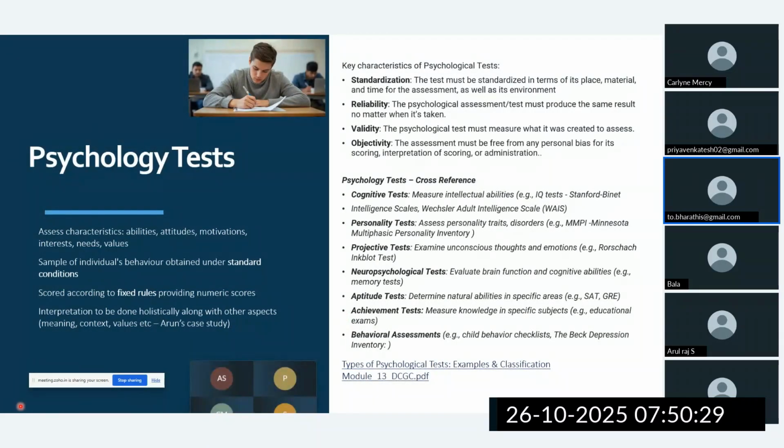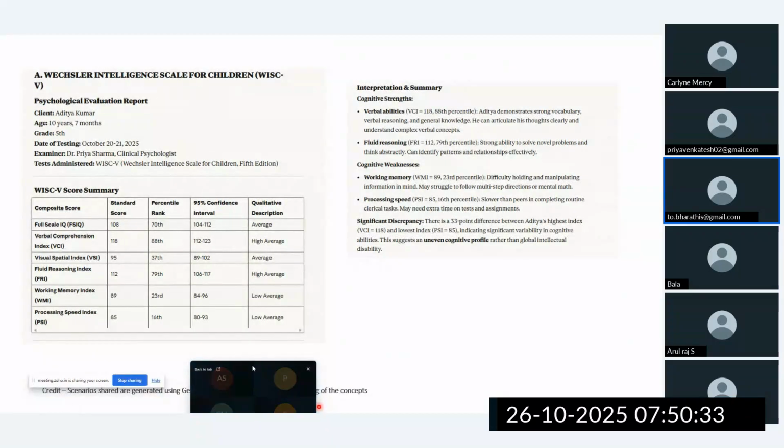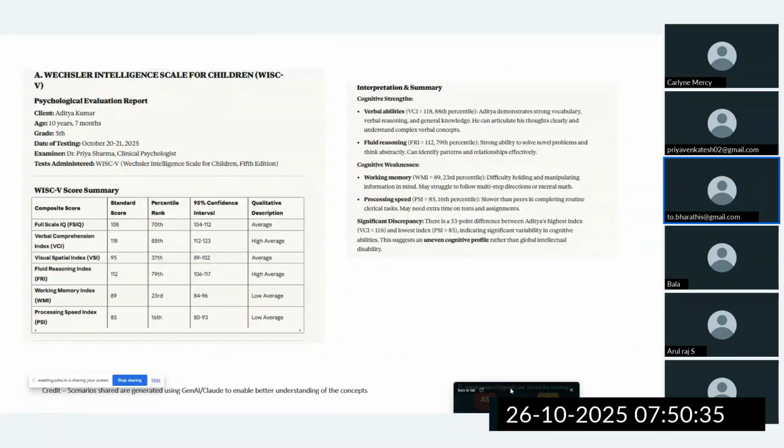I'll show you some examples. A few are AI generated. I couldn't get a sample from the internet, so I asked Jenny to help us, right? So this is one evaluation, an assessment of intelligence for children. It talks about how the person is in verbal comprehension. Are they visually able to assess things? How is their working memory? How is their processing speed?